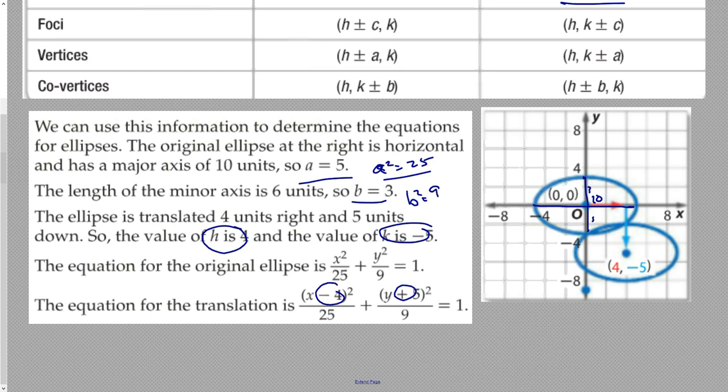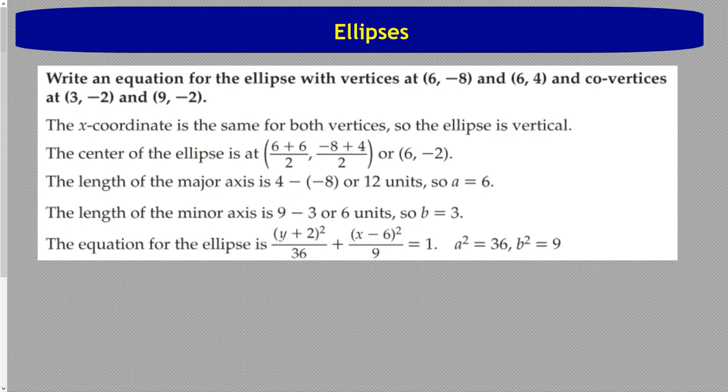We're going to do one more example together with a center not at 0, 0. Write an equation for the ellipse with vertices at 6, negative 8, and 6, 4, and co-vertices at 3, negative 2, and 9, negative 2. The x-coordinate is the same for both vertices, right? So these are the vertices. X is the same, so I know that the ellipse is vertical.